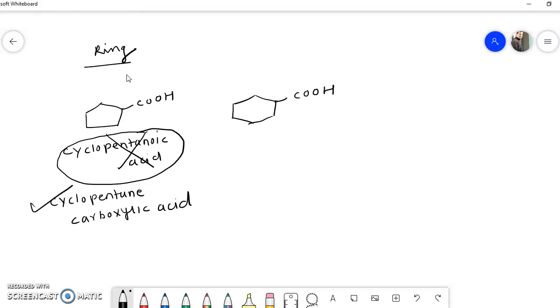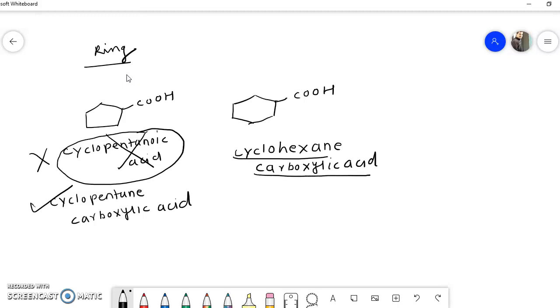Okay, so this is correct, this is wrong. Remember, we do this mistake generally. So it is not cyclopentanoic acid, it is cyclopentane carboxylic acid. So similarly, what will the name of this compound? The name of this compound will be cyclohexane carboxylic acid. Okay, so I think now you understood how the name is given to the ring compounds.